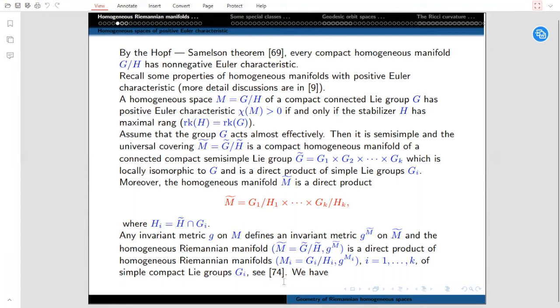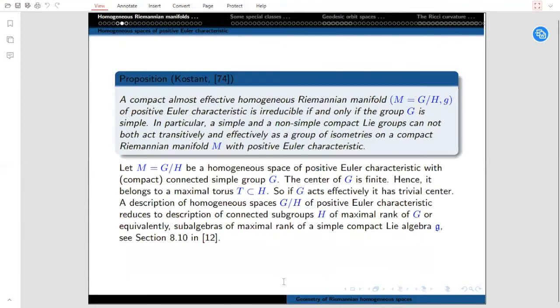Okay. So, Yuri, does it mean that we actually can study only the manifolds where the group is a simple compact Lie group? Yes, but only in the case when we have positive Euler characteristic. It's a very special case, unfortunately. Yes, you're right. This is a very important, very well-known proposition, a theorem by Onishchik.